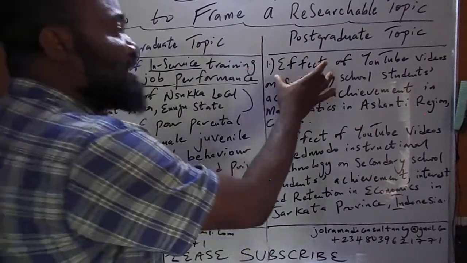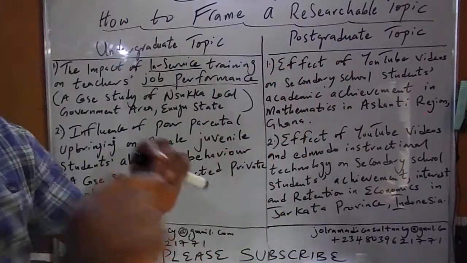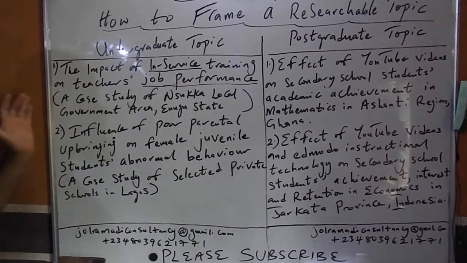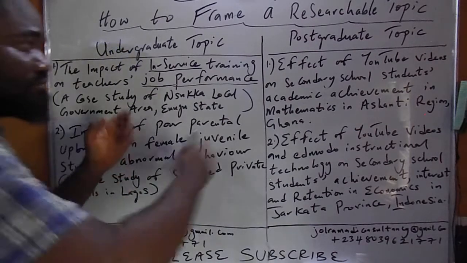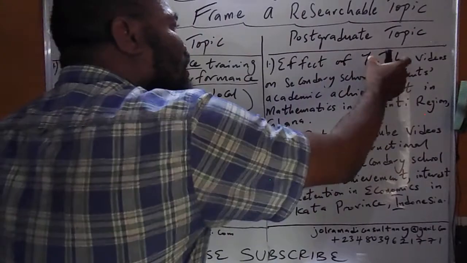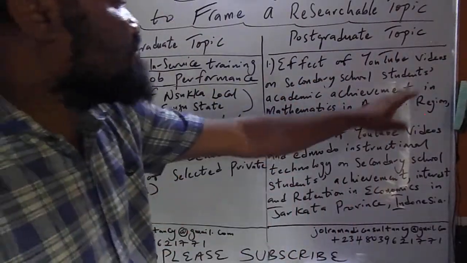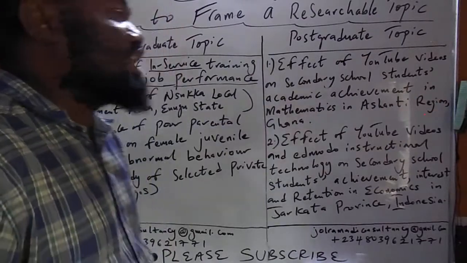Effect. The word effect shows that the work is an experimental work, not survey work. This is a survey work. When we get to chapter 3 of this video, we will be explaining different types of designs. Now, effect of YouTube videos on secondary school students' academic achievement in mathematics in Ashanti region.